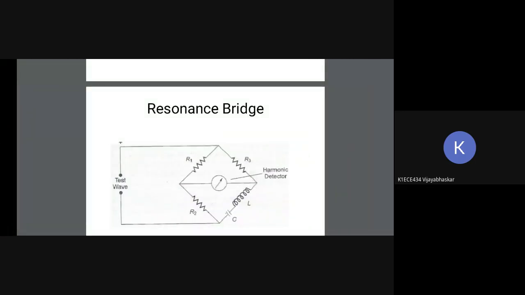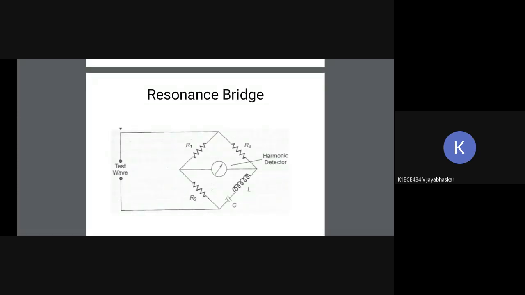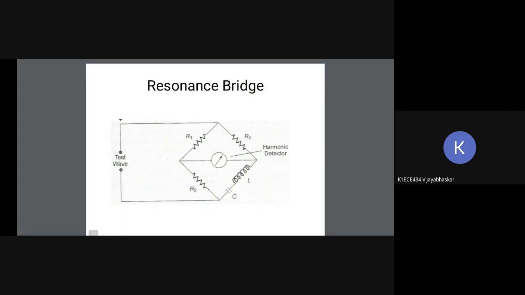Students, this is the first method of the harmonic distortion analyzer. This method is known as the resonance bridge method. Please observe this diagram. This diagram consists of a bridge circuit. The bridge circuit has four arms. In the midpoint of the bridge, there is a meter. That meter is known as the harmonic detector. So in this diagram, how do we use the bridge?